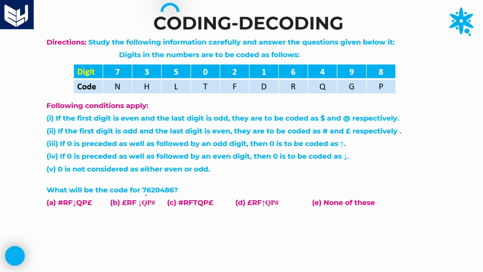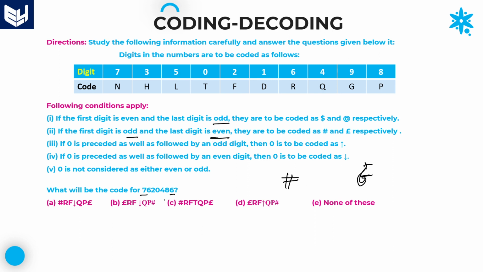See here. First one is 7, last one is 6. It means first one is odd and last one is even. So both are coded as hash and euro, hash and euro, right?